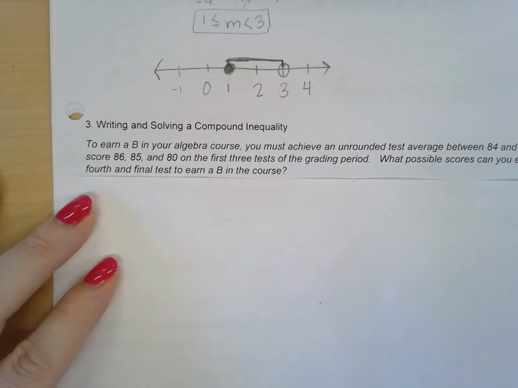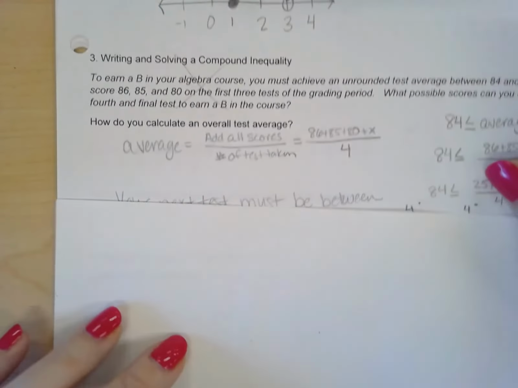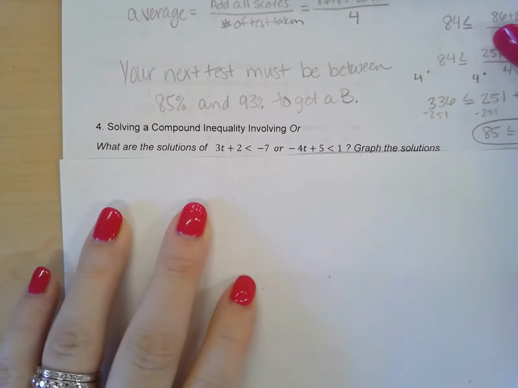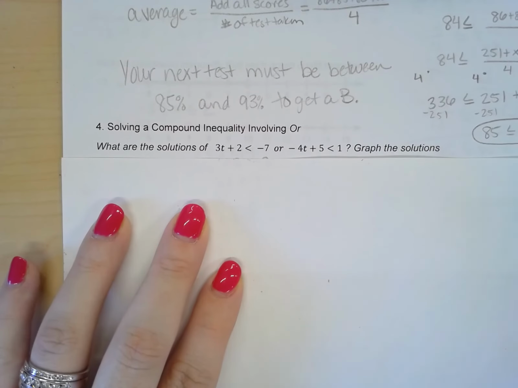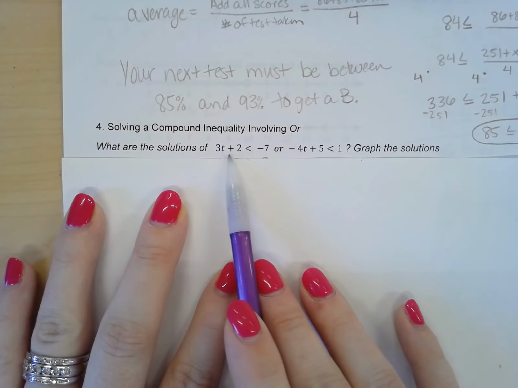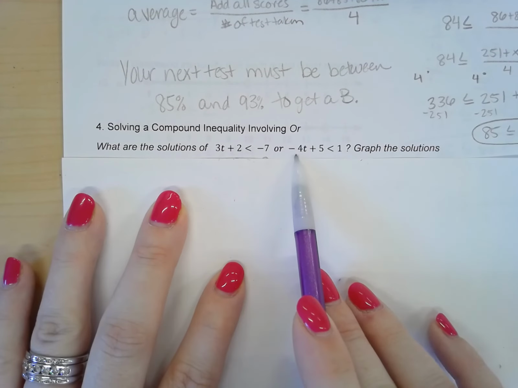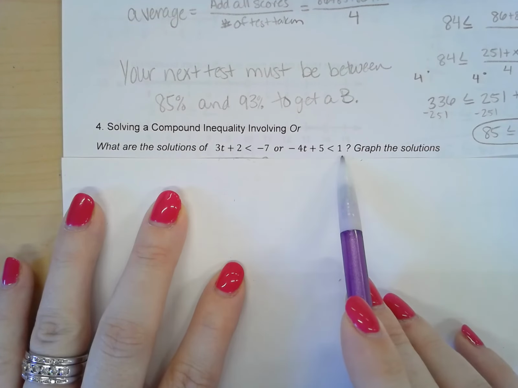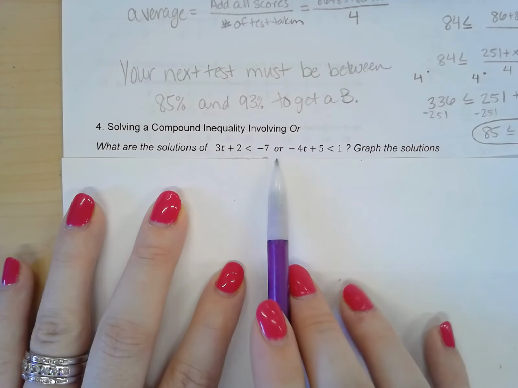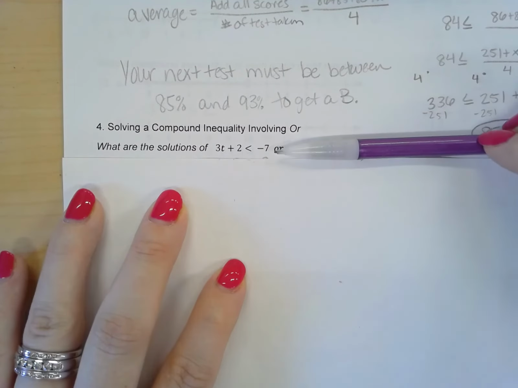Problem number 3, we're actually going to skip this problem, so you can cross that one out. Problem number 4 is solving a compound inequality. So what are the solutions of 3t plus 2 is less than negative 7, or negative 4t plus 5 is less than 1. Graph the solutions. Because this is an OR problem, I'm going to treat them like two completely separate problems. So I'm going to solve this first inequality first.